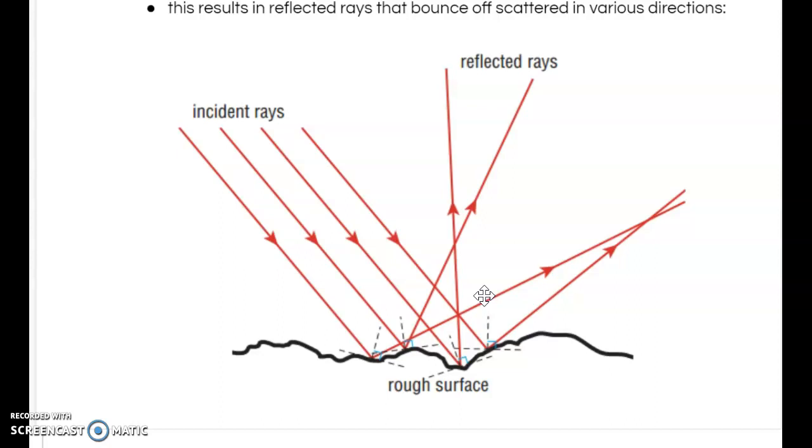However, the image that you see that is being reflected is not as clear or not as bright as, say, when you have a very flat mirror. Okay, and the result is the reflected rays that bounce off are all scattered all over the place in many, many different directions. And that's probably pretty clear.